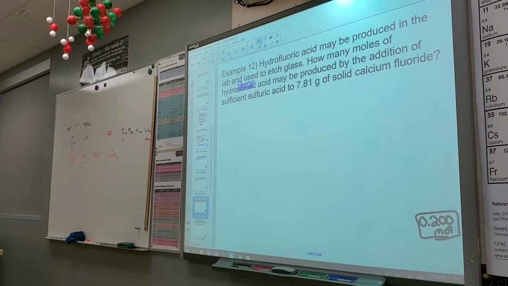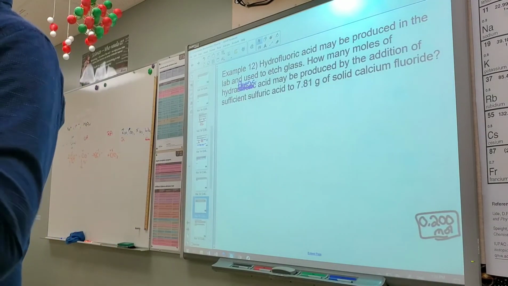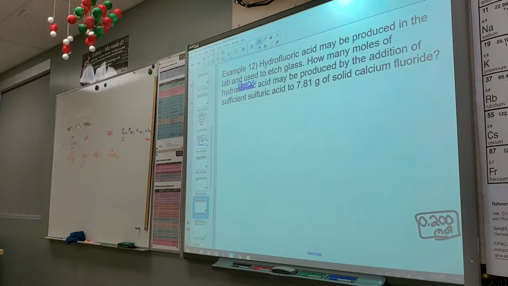Don't get bogged down in that particular reaction. Just write the formulas. It's already balanced. It's a 1-to-1 ratio.